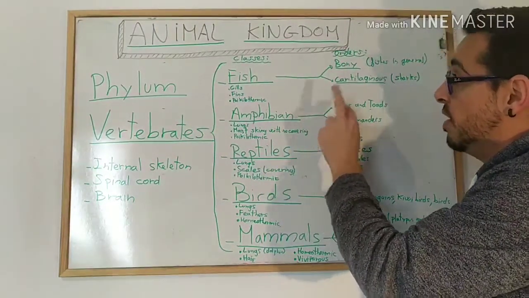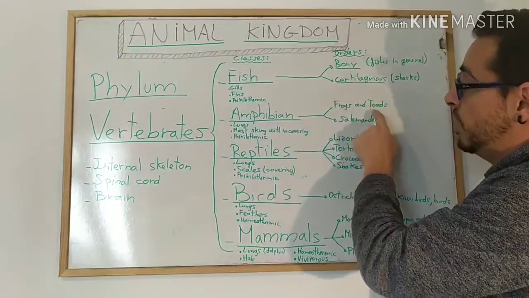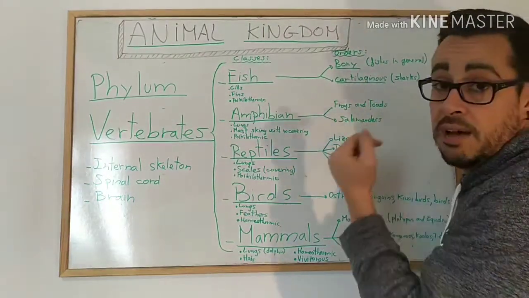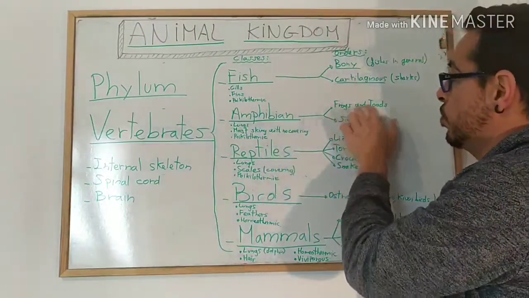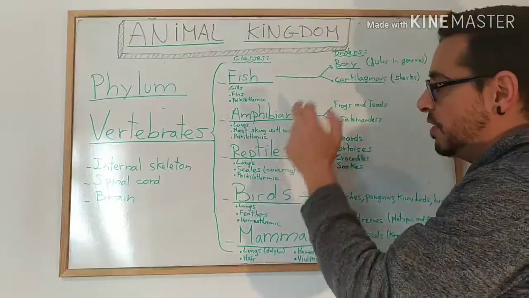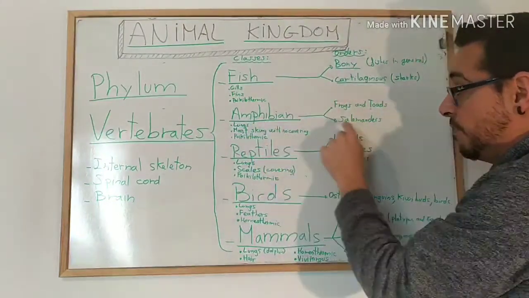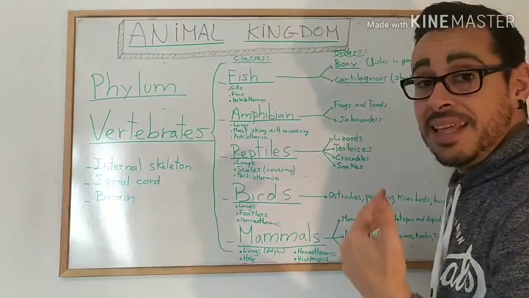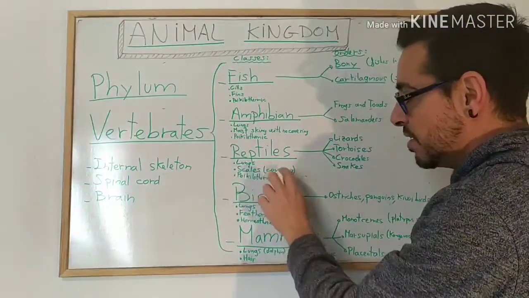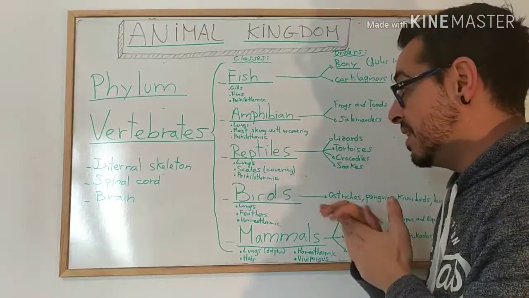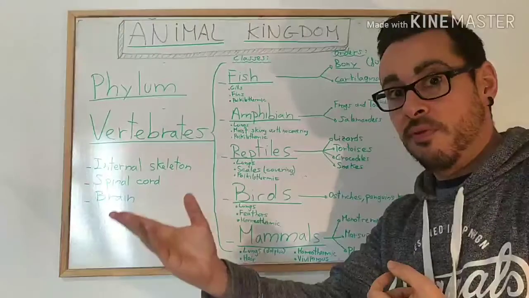And we have two orders: frogs and toads, and salamanders. Salamanders have a tail, okay, and frogs and toads haven't got a tail. Then reptiles. Some of these amphibians evolved and they developed scales for covering their skin, so they can live far away from the water.